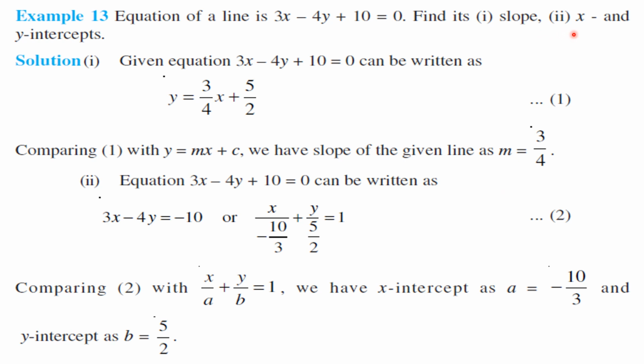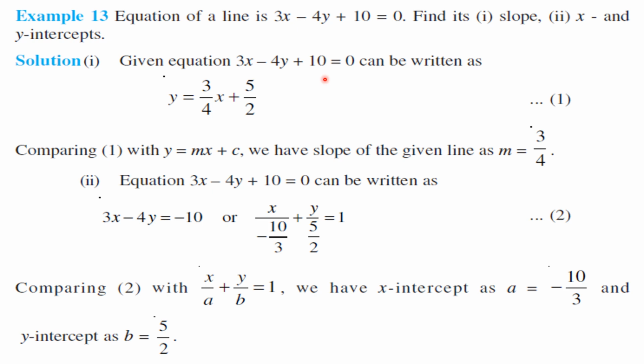Now come to the second part of the question. We have to find x and y intercepts. So now we have to transform this general equation of a line into the intercept form of a line. Do you remember that intercept form of a line, my children? Yes, x by a plus y by b is equal to 1.